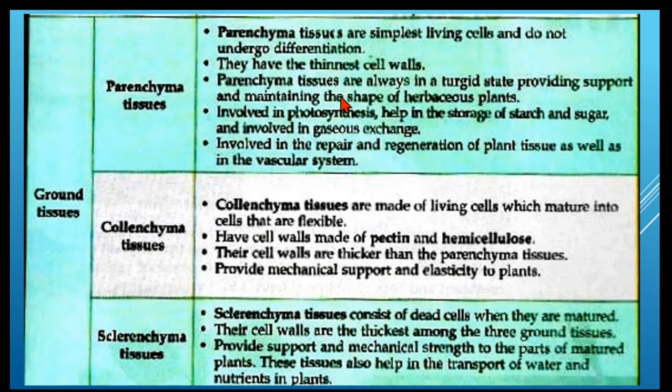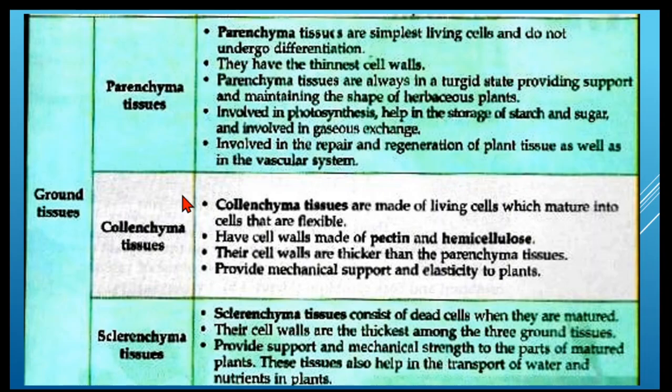Parenchyma tissues are always in a turgid state to provide support and maintain the shape of herbaceous plant. These types of tissue involve in photosynthesis and help in storage of starch and sugar, and involve also in gases exchange. These types of tissue involve in the repair and regenerations of plant tissue as well as in the vascular system.